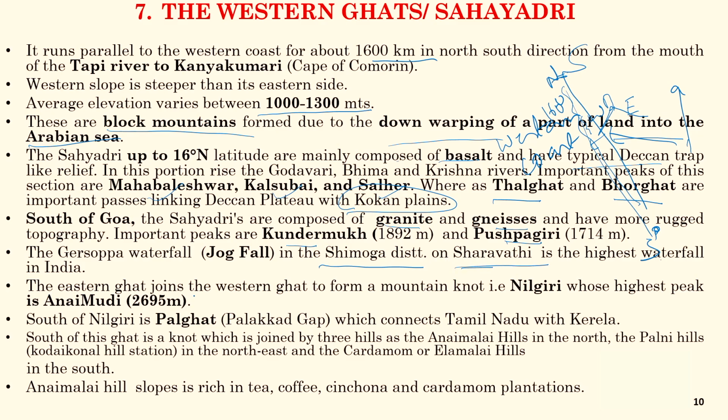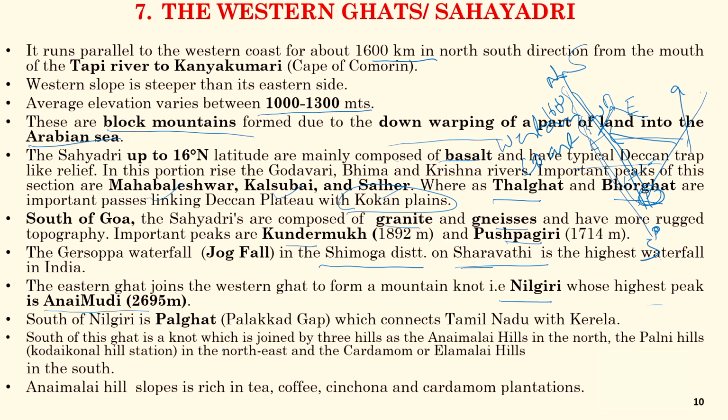The Eastern Ghat joins the Western Ghat, making a knot. That name is Nilgiri, whose highest peak is Anaimudi. This is the highest peak of the entire peninsular region, 2695 meters. South of the Nilgiri is the Palakkad Gap, which connects Tamil Nadu with Kerala.